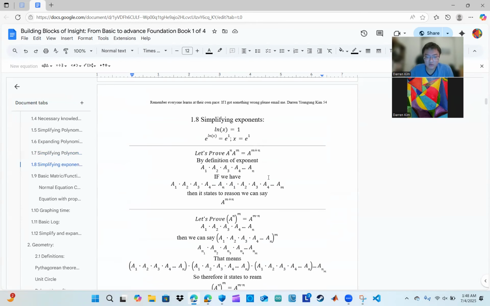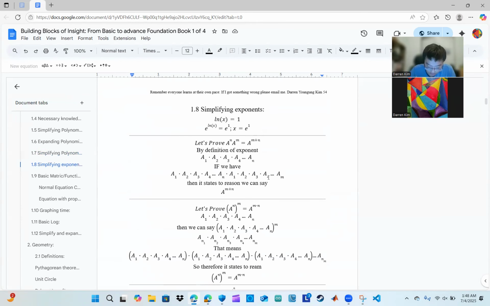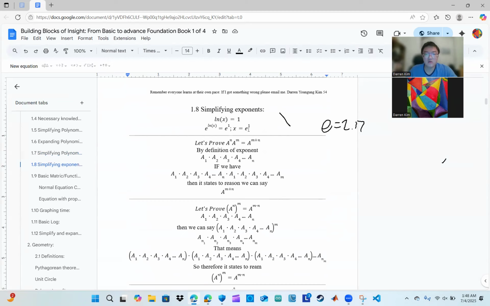Also, we did do that. Okay, I'm a fool. Over here. Okay. All right. Exponent. Did I explain E equals 2.17? Yeah. E equals 2.17, something, something, something.